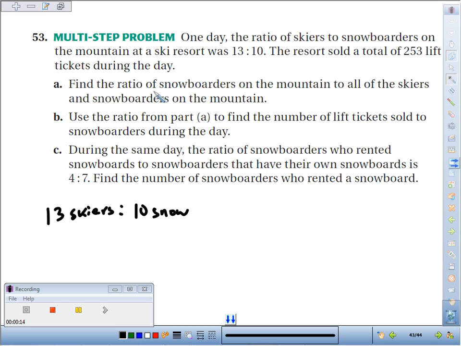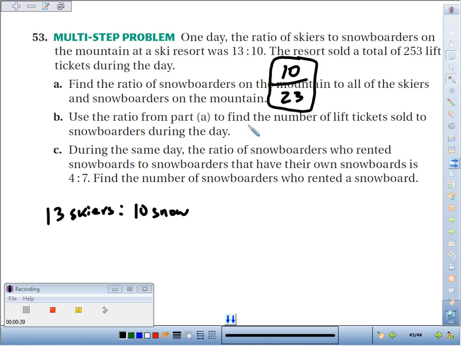Okay, part A, find the ratio of snowboarders on the mountain to all of the skiers and snowboarders. Snowboarders, we were told, was 10, to the number of skiers and snowboarders. Well, if it's 13 to 10 skiers to snowboarders, it's like there's a total of 13 plus 10 or 23 people. So the ratio of snowboarders to all skiers and snowboarders would be 10 to 23.